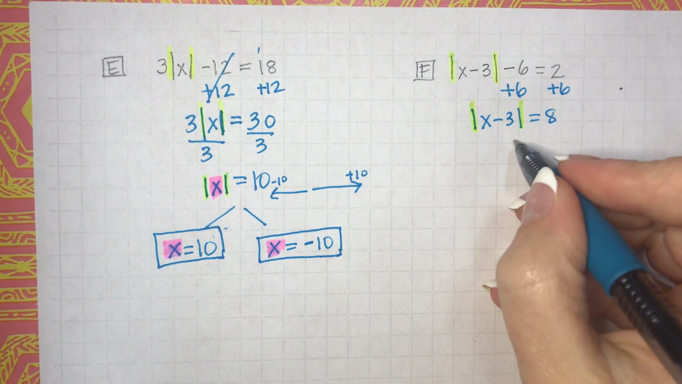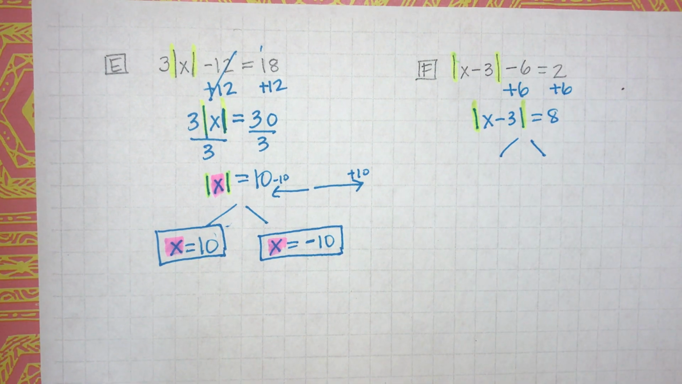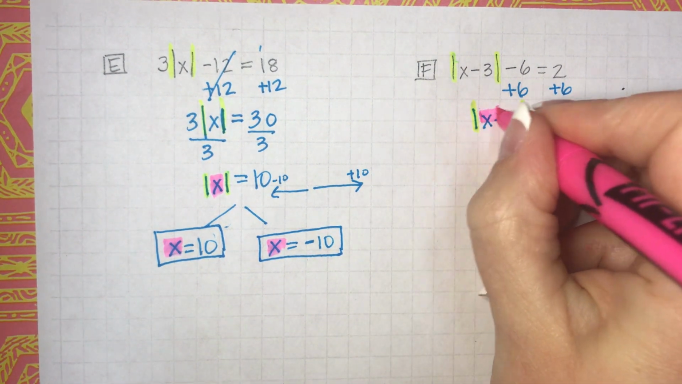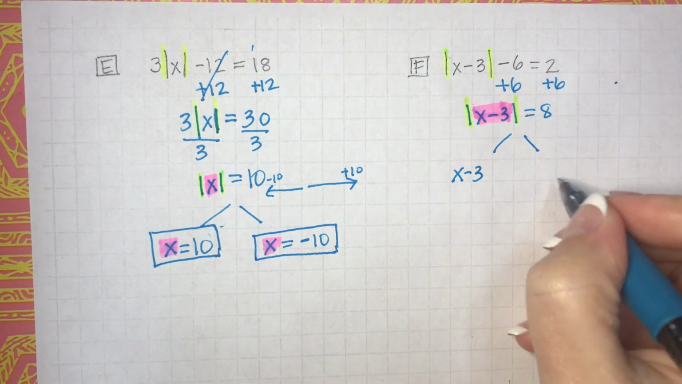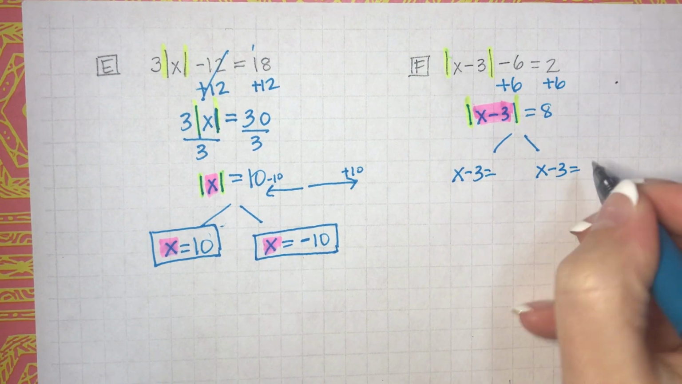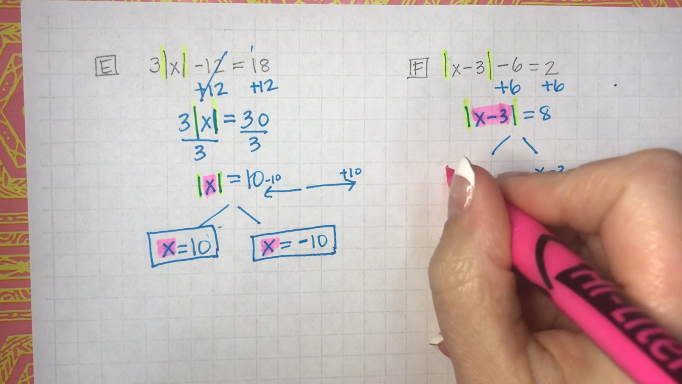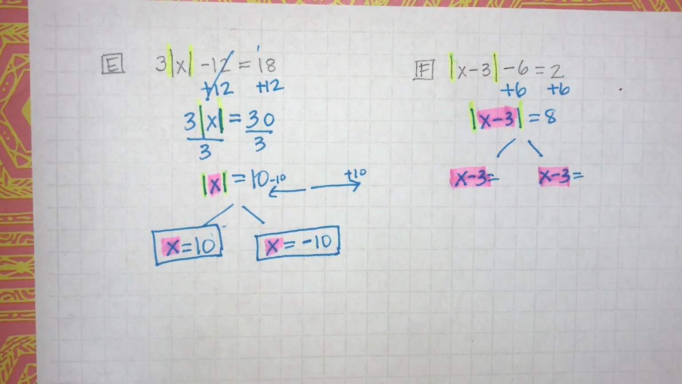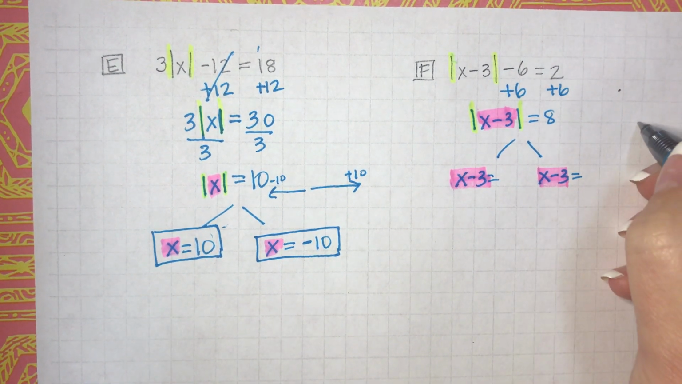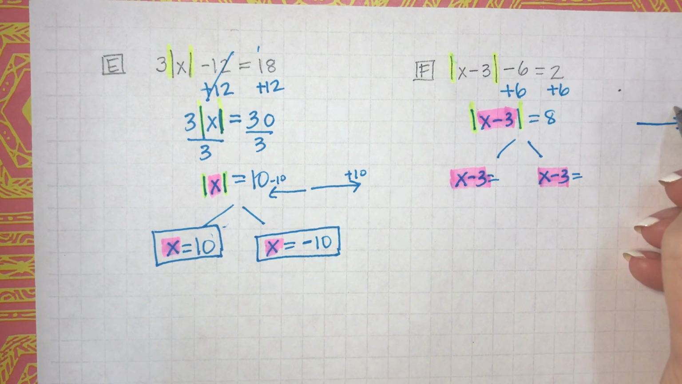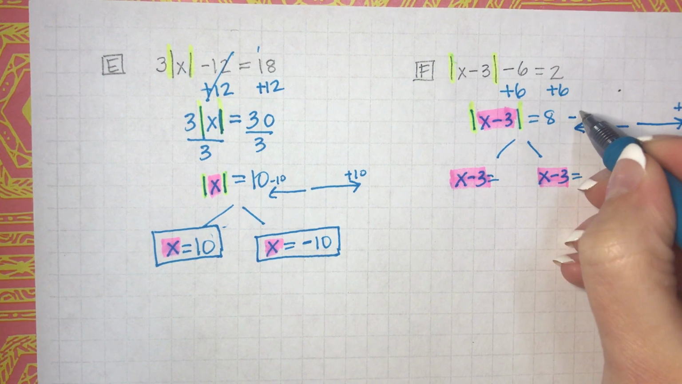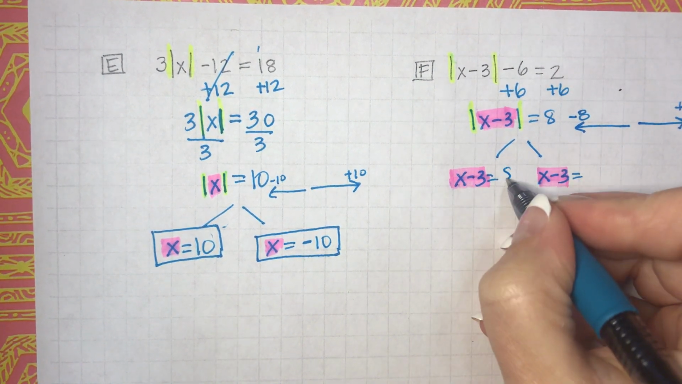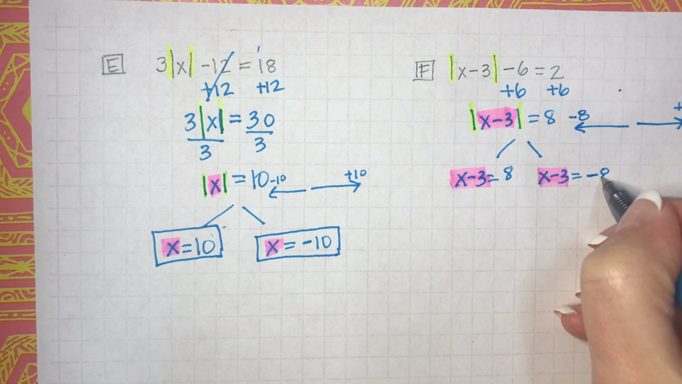So now we know it's time to break it into 2 equations. When we break it into 2 equations, we write this inside exactly how it is. So we write it twice: x minus 3 here, x minus 3 here. Nothing changes. The stuff on the inside stays exactly the same. But what does change is this 8. Because of absolute value, it's talking about going 8 in this direction, which would be a positive 8, and also going 8 in this direction, which would be a negative 8. So we're going to go x minus 3 equals positive 8, and x minus 3 equals negative 8.